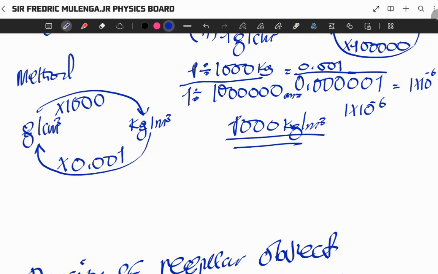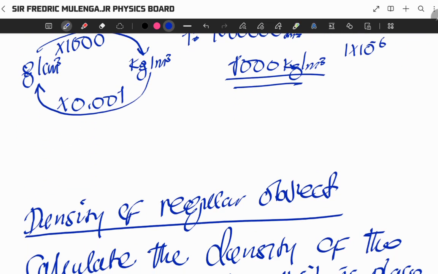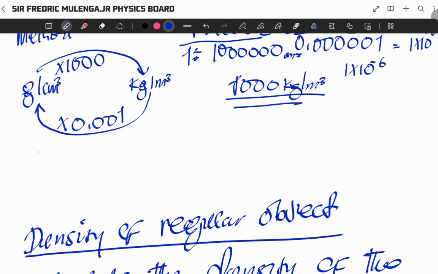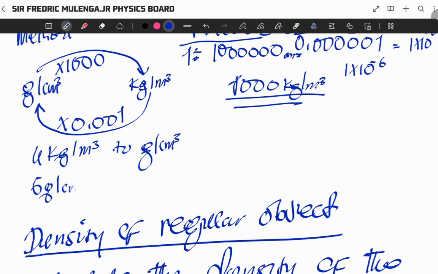Then you convert. Go ahead and pause the video and convert the following units of density: 4 kilogram per meter cubic to grams per centimeter cubic, then 6 grams per centimeter cubic to kilogram per meter cubic. Try, pause the video and try that.